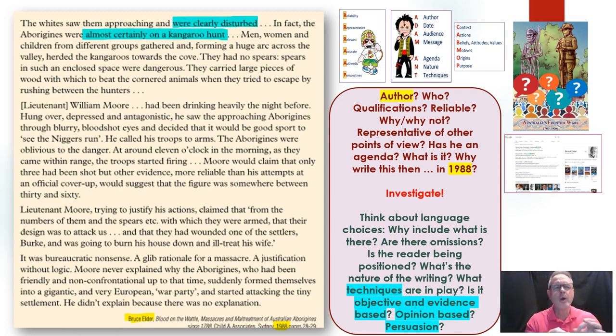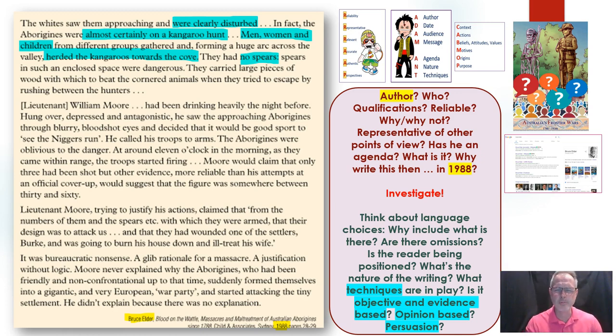So what saw them approaching and were clearly disturbed? Clearly? Okay, so am I allowed to have an opinion on that? They were almost certainly on a kangaroo hunt. What's evidence that that's actually taken place? Does everyone agree? Men, women and children. So like normal people like me, perhaps, I'm being positioned to have sympathy because no one would attack women and children. I mean, men, yeah, maybe in a war, but herding kangaroos. Okay, no spears. Definitely no spears. Okay, all right. So that's happened. But that doesn't fit with my understanding of the Wikipedia entry. Something might be going on.